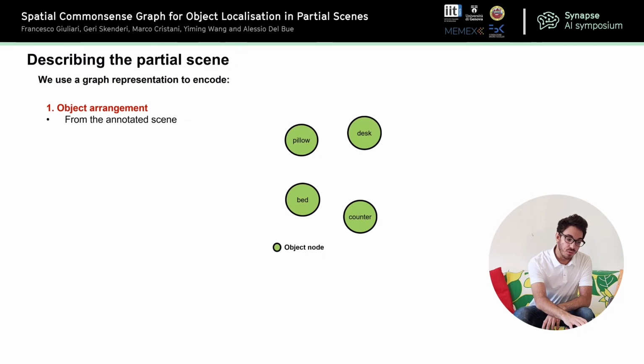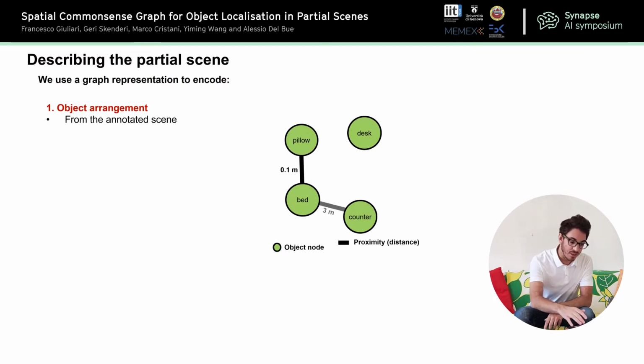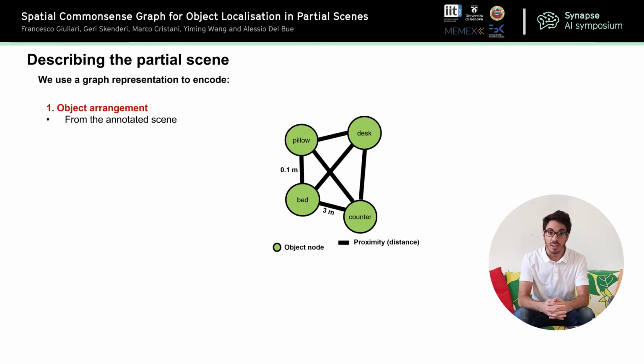Between these object nodes, we define a type of edge that we call proximity edge, that defines a distance from one object to another. This can be small, for example, for the case of bed and pillow, or larger for the case of, for example, bed and counter. Because every object node is at a certain distance from another object, all these objects are connected in a fully connected manner from each other.